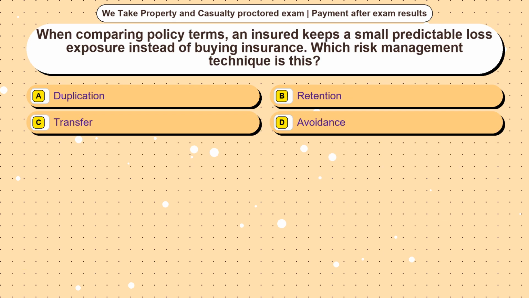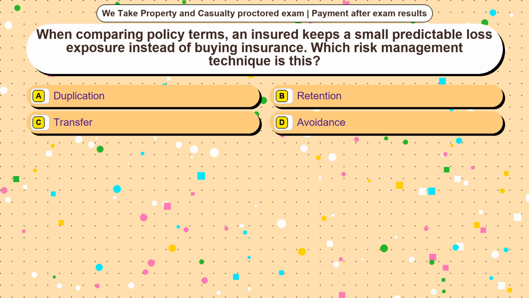Question 2. When comparing policy terms, an insured keeps a small predictable loss exposure instead of buying insurance. Which risk management technique is this? Option A, duplication. Option B, retention. Option C, transfer. Option D, avoidance. The correct answer is option.